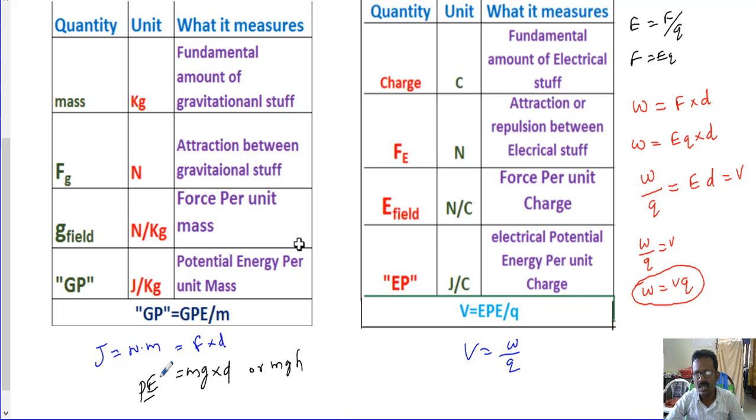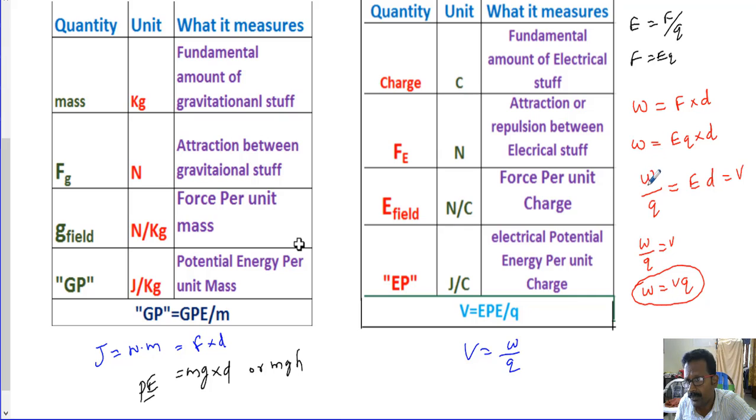Okay, mgh. Come here. Electric field means force per charge. So force is equal to, taking this q to the left-hand side, F is equal to EQ. So work is defined like this: work is equal to force times distance. So electric work is equal to EQ times distance.